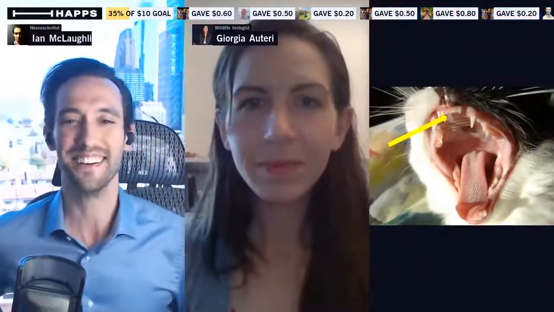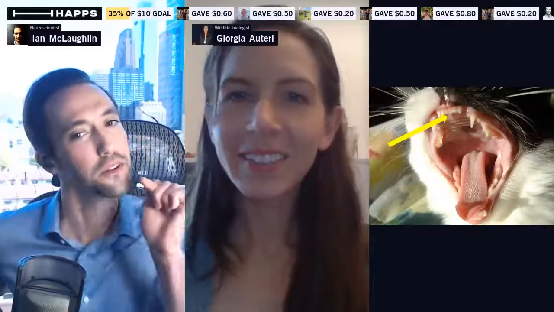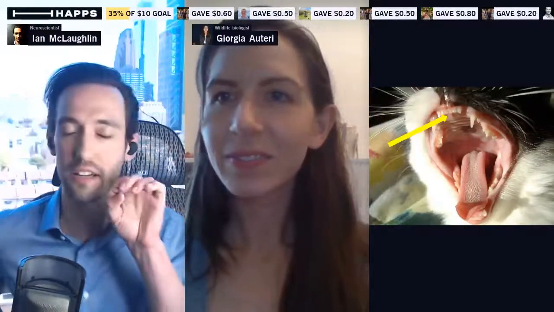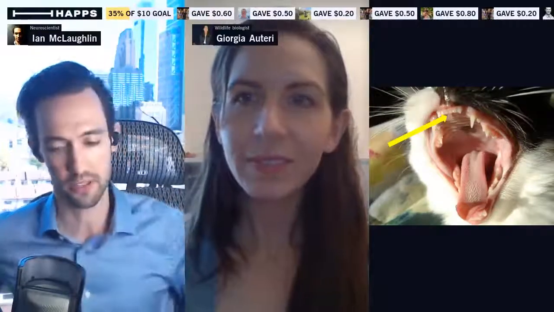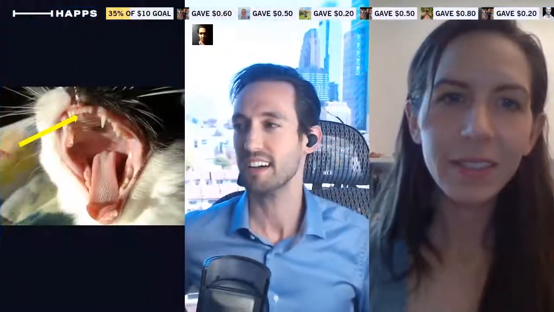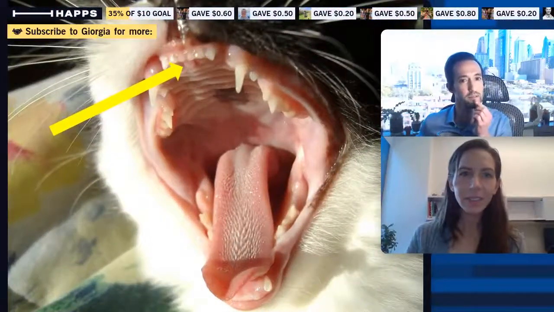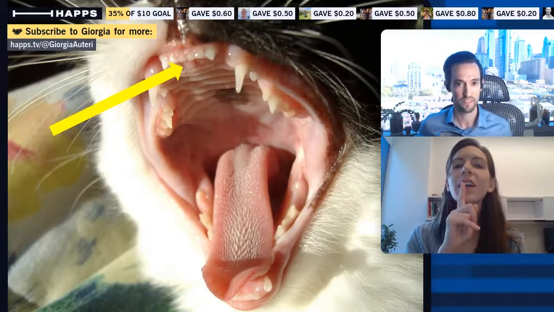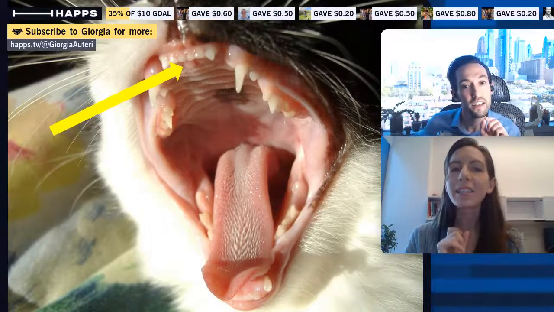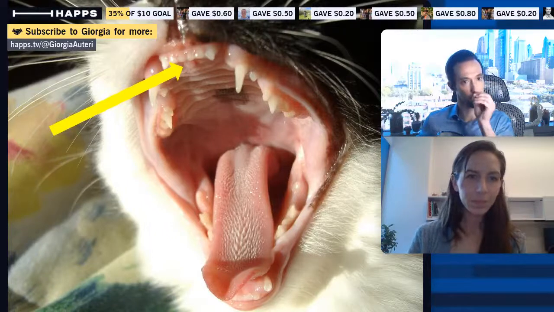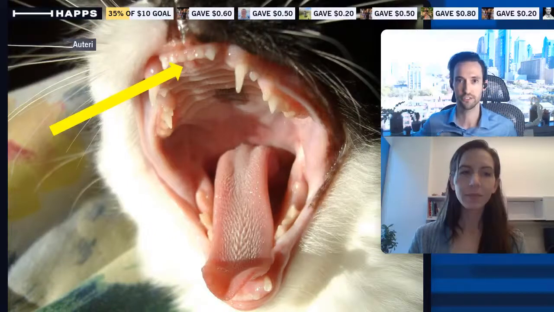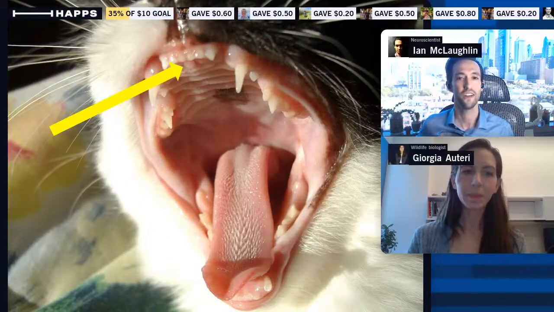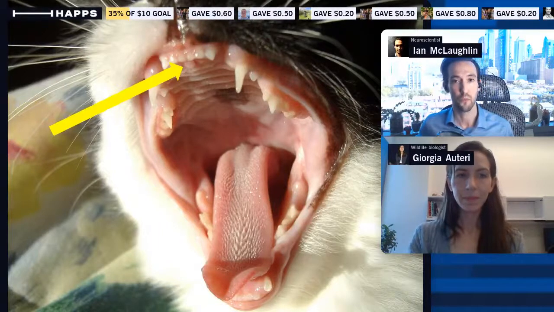Okay. So you can see, I put that little yellow arrow there pointing to, I know it's probably a little bit small, but there's this little nubbin at the roof of the cat's mouth. It's like a knobby thing, in the center behind the teeth. It's like a little knob at the end of that ridge, right? And so that's where its vomeronasal organ is.